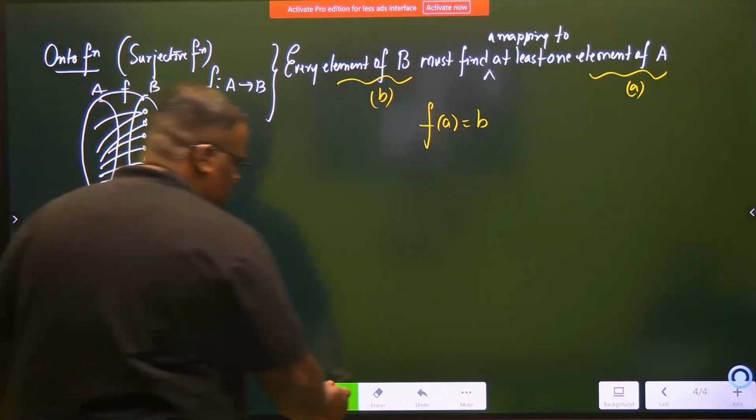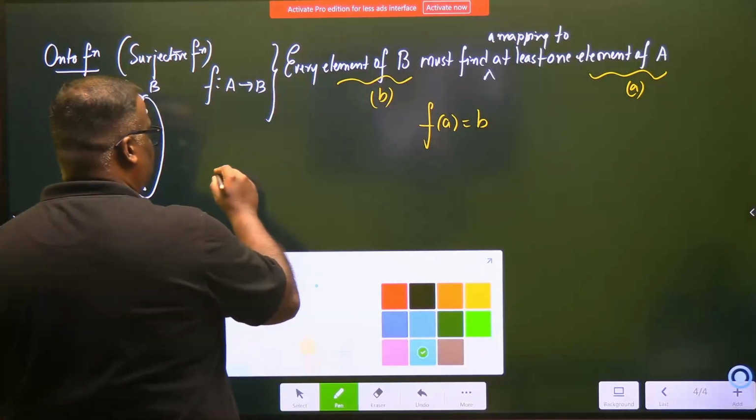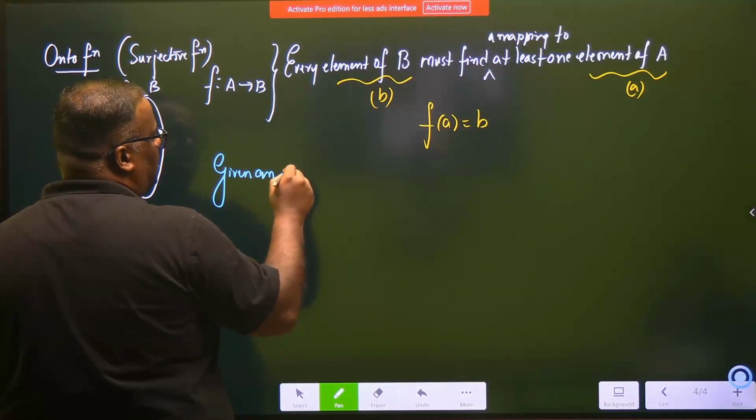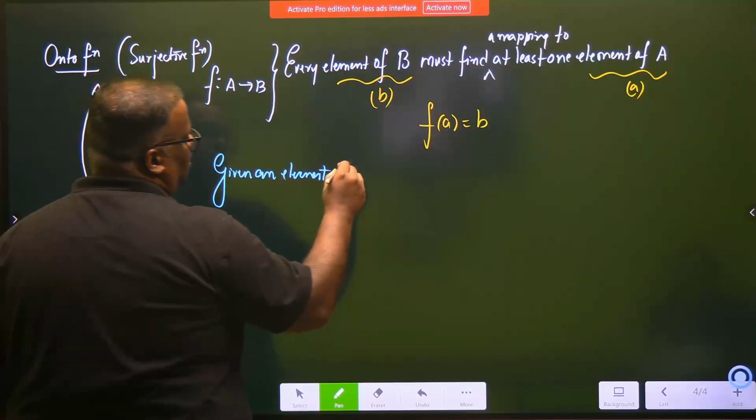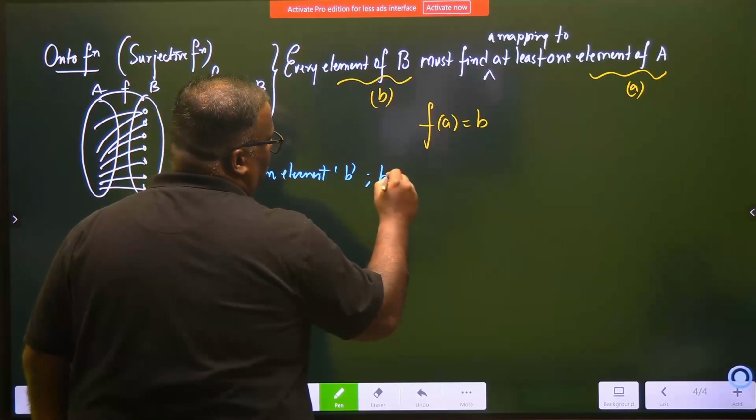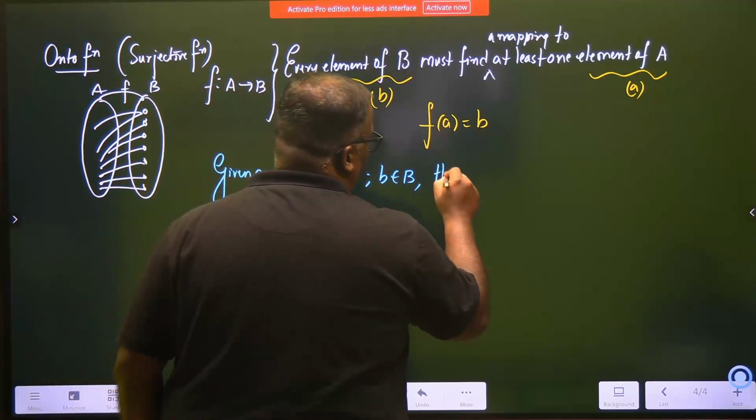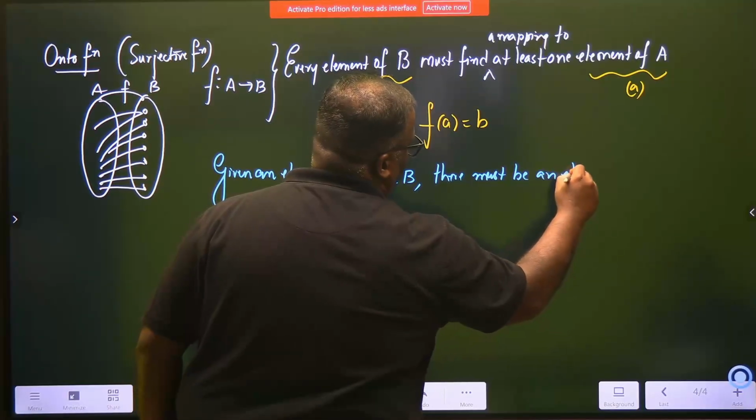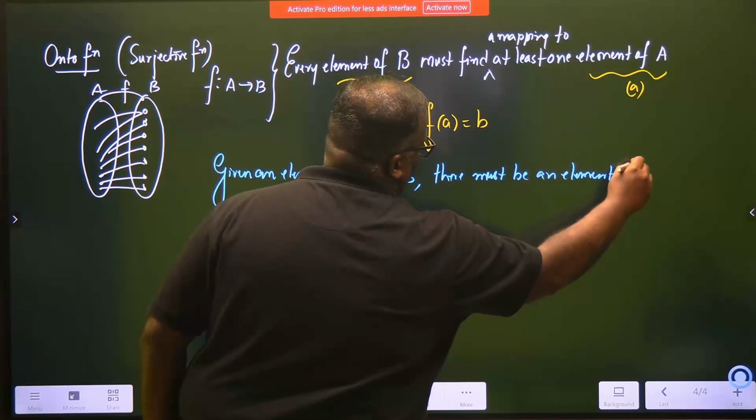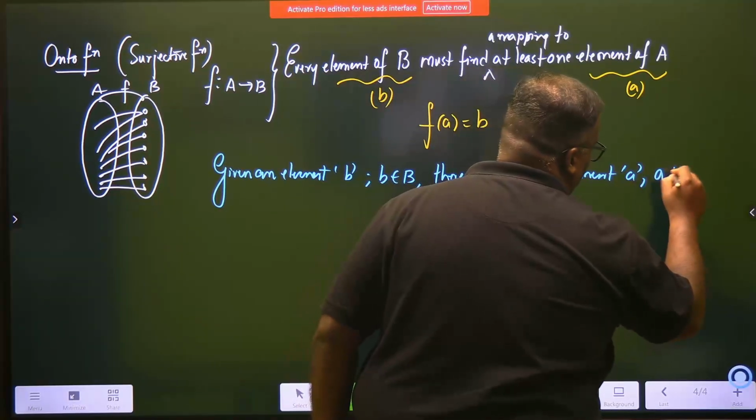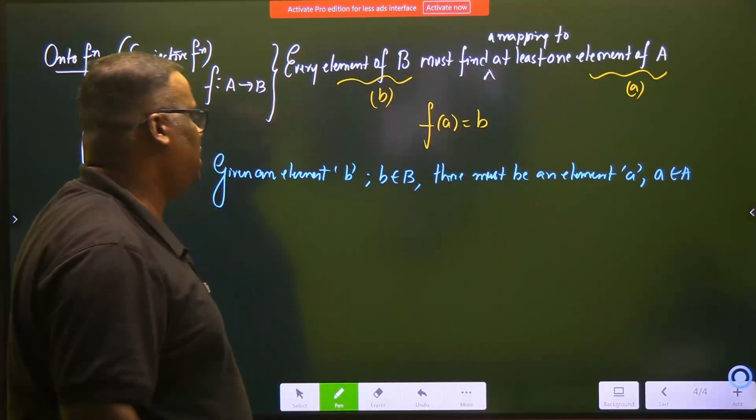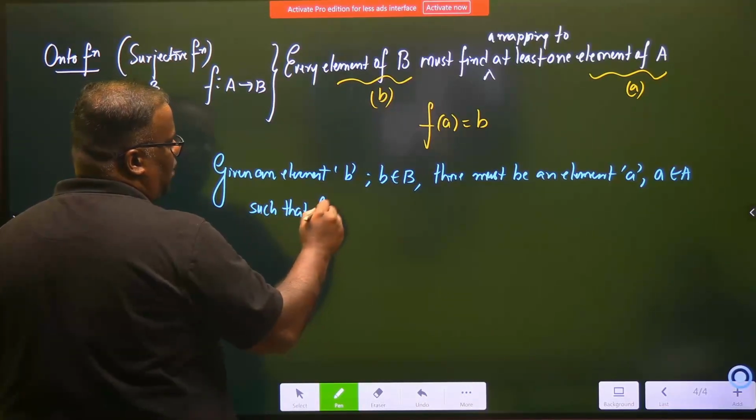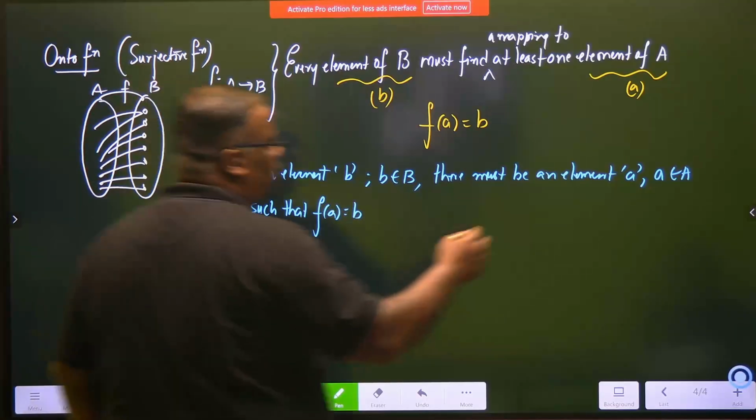Okay. So one more in easy language. Given an element b belonging to B, there must be an element a, where a belongs to A, such that f of a is equal to b. The function value of a is equal to b.